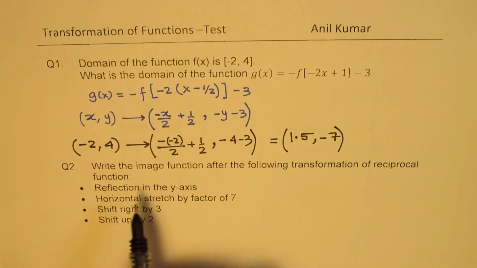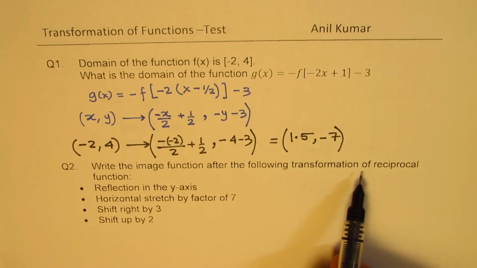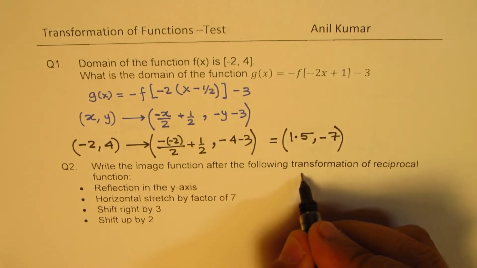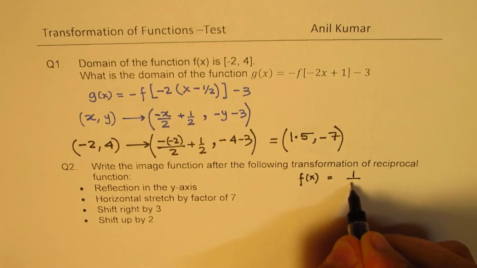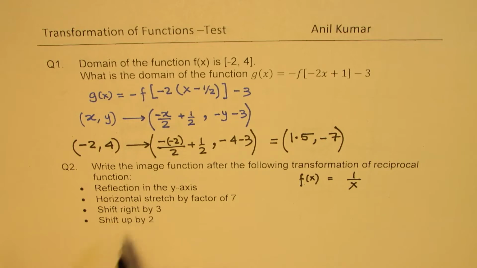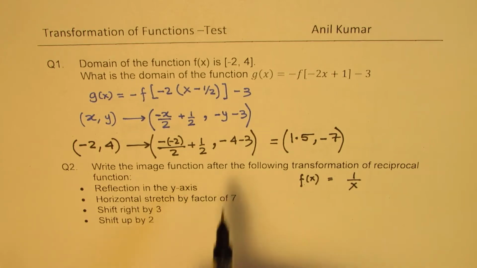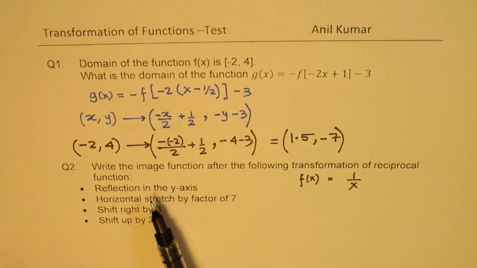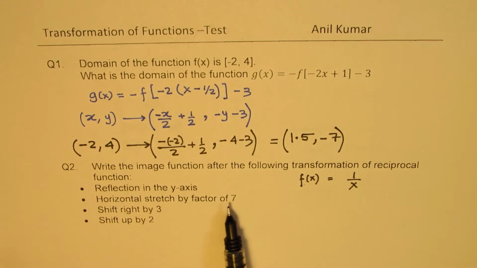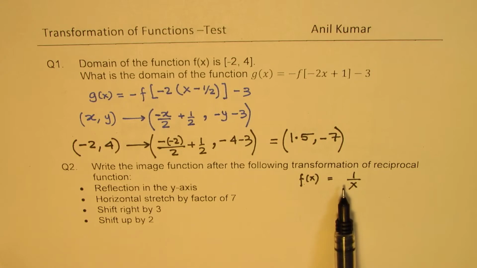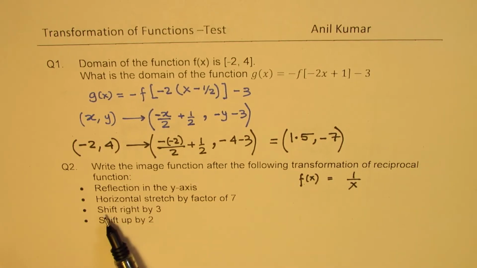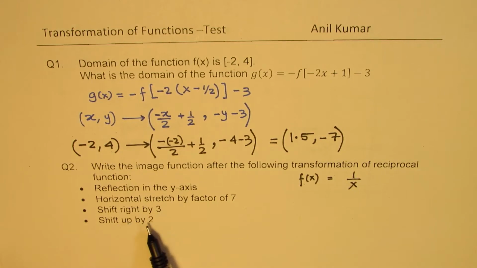Question number 2 is, write the image function after the following transformation of the reciprocal function. So basically, you are given the function as 1 over x, and those are the transformations which you have to do. So the very first one here is reflection in the y-axis. So when I say reflection in the y-axis, it means that's a horizontal reflection, kind of like this. So that means the x value becomes negative, right? Then we have horizontal stretch by a factor of 7. So stretch, so that means this will be multiplied by 1 over 7. Shift right by 3 units and shift up by 2 units.